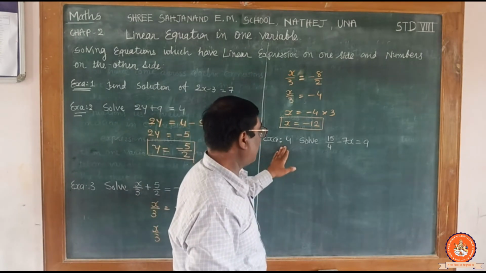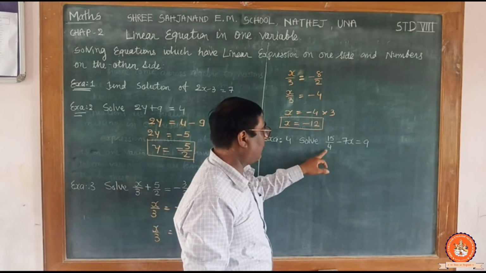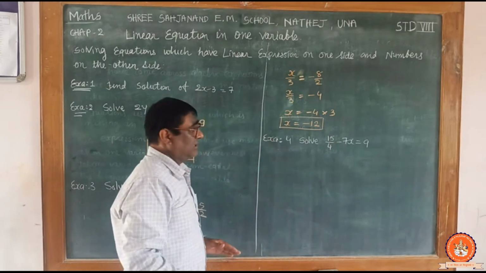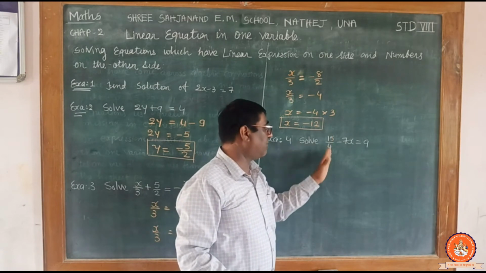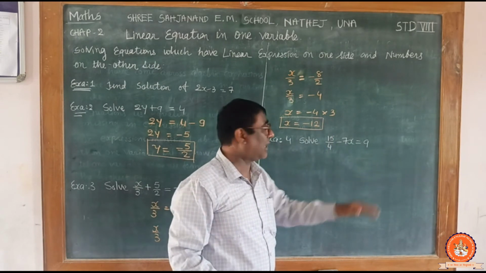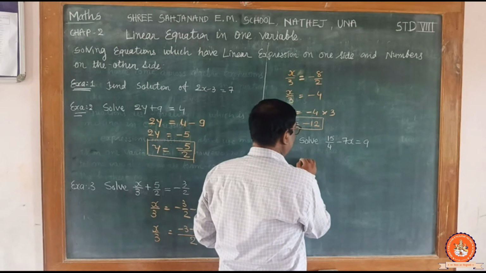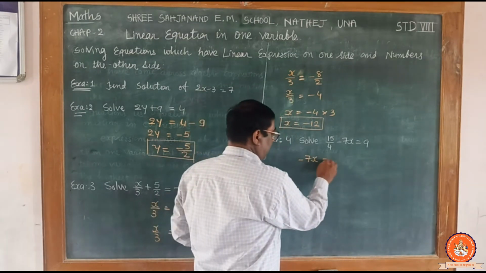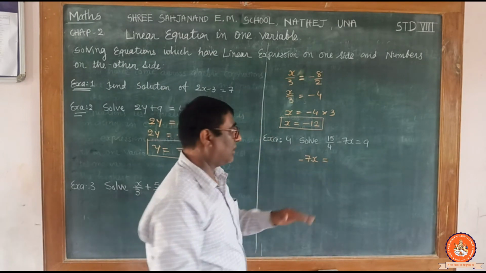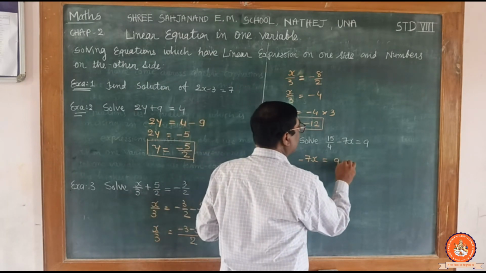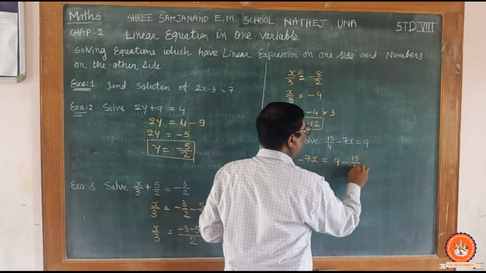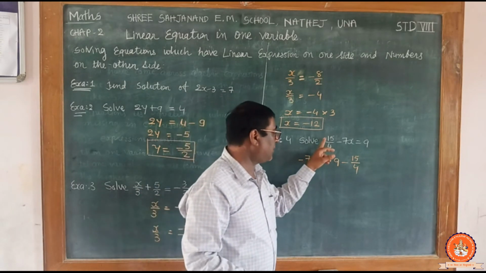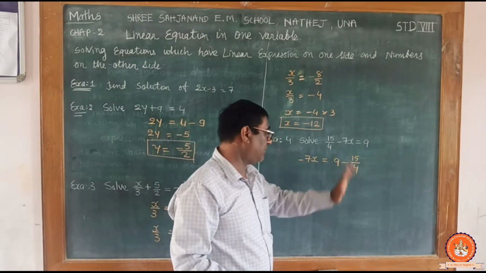Now solve example number 4. Solve 15 by 4 minus 7x is equal to 9. Now my friend, we have to move 15 by 4. This is the number, we will move it to the right hand side. So minus 7x will be as it is, and 15 by 4 will be moved to the right hand side. So 9 as it is, and 15 by 4 will get its sign changed. So plus 15 by 4 will be minus 15 by 4.